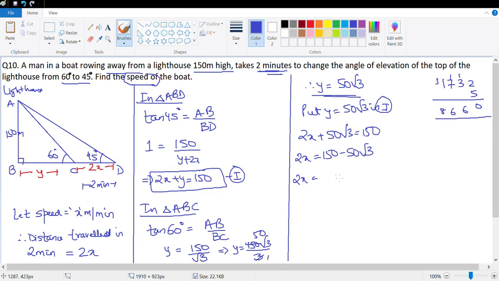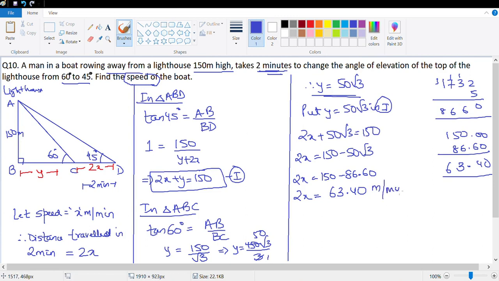Perfect. So this is equal to 150 minus 86.60. So 150 minus 86.60, that's 63.40. 9 minus 6 is 3 and 14 minus 8 is 6. So 2x is equal to 63.40 meter per minute. Therefore, x is equal to 63.40 divided by 2, which is equal to 31.70 meter per minute. That's my answer.